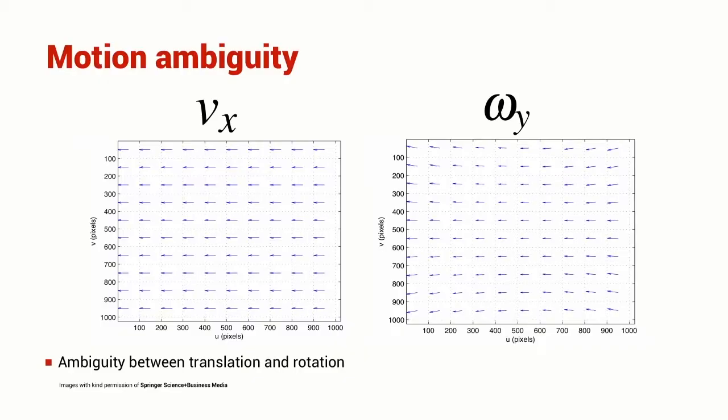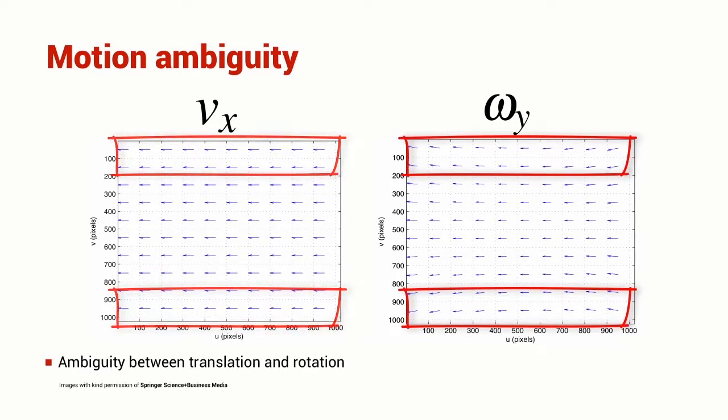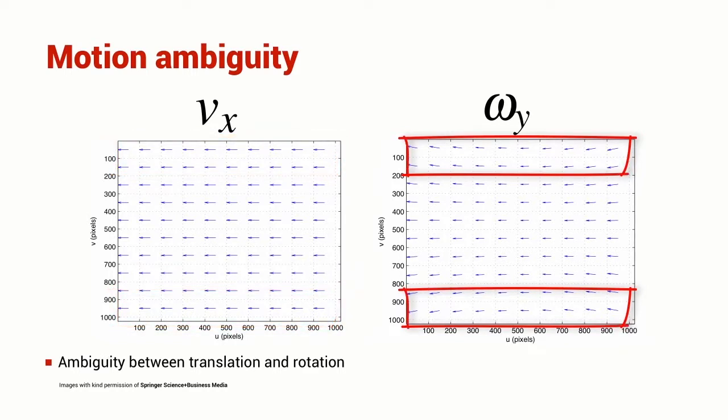Motion ambiguity is an interesting thing. If we look at the optical flow field due to positive velocity in the x direction, we see that all the optical flow vectors point towards the left. If I was to rotate the camera in a positive direction around the y-axis, we get the flow field shown here on the right. And we can see that they look quite similar. They're certainly very, very similar in the middle rows of the image, but we can see at the top and the bottom of the image that for the camera rotation case, the optical flow vectors appear to be slightly curved. They're not all parallel as they are in the case of pure velocity in the x direction.